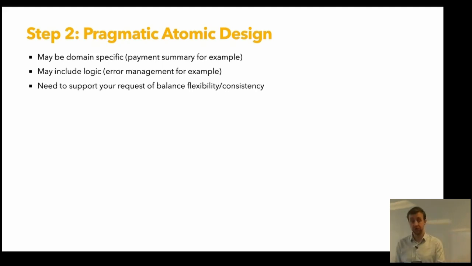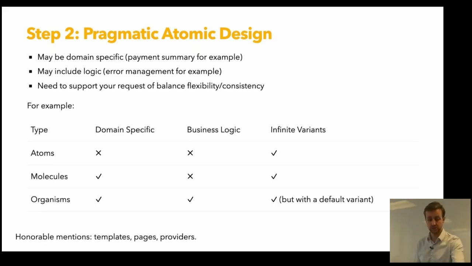You have the right to include some logic in your design system. If you have a specific way to do error management, why not put it inside the design system so it's reused by everybody? And again, what you're going to put as atom, molecule, or organism, you need to support your balance of flexibility and consistency. So, one example that we follow in our company is that we differentiate atom, molecule, and organism not specifically on the size of the component, but more, for example, on whether it has domain-specific properties.